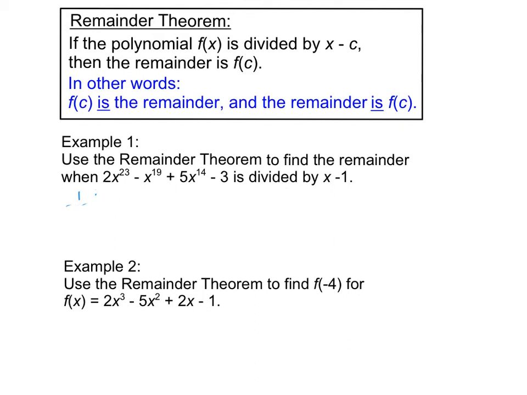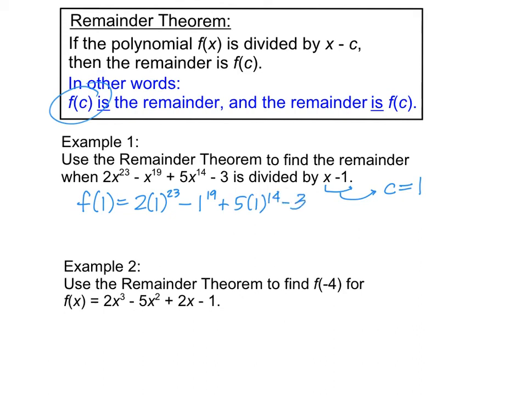We are going to use the remainder theorem, which says that the remainder is simply f of c. So all we have to do is look at this and go, oh, c is 1. So all I have to do is evaluate f of 1. 2 times 1 to the 23rd minus 1 to the 19th plus 5 times 1 to the 14th minus 3. And so I have 2 minus 1 plus 5 minus 3, and I have 3. So that's the remainder.